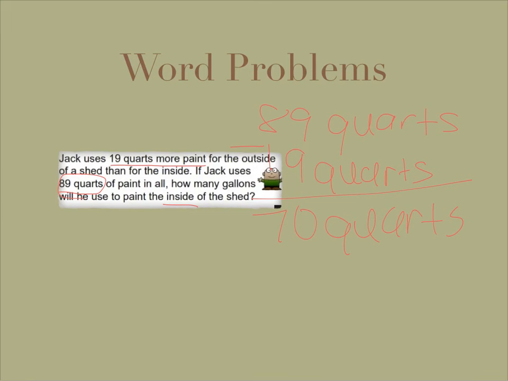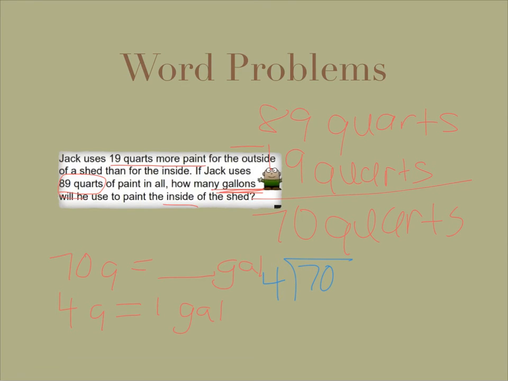And that cannot be my final answer, because when I go back to the problem, it says how many gallons will he use to paint the inside of the shed. So I need to figure out 70 quarts equals how many gallons. So let's figure out how many quarts are in 1 gallon. So just thinking about my King G right now, I know that King G had 4 queens, and each of those queens stands for a quart. So that means that there are 4 quarts in 1 gallon. If I'm going from a smaller to a bigger, I need to divide. So I'm going to do 70 divided by 4.